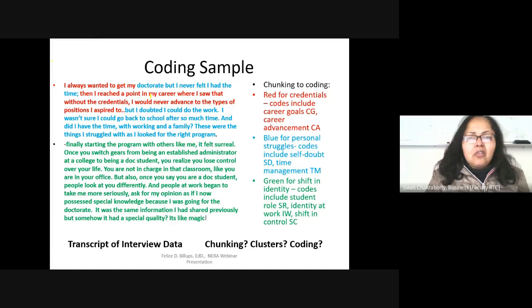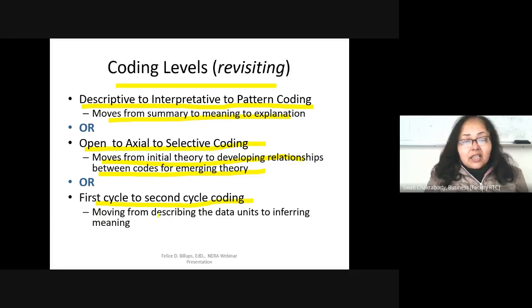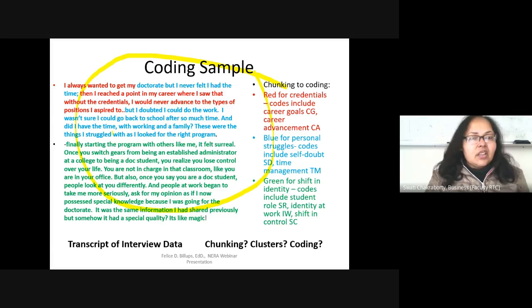So this is a sample of coding that we have, based on the transcript of interview data. Coding levels, as we were just talking about, go from descriptive to interpretative to pattern coding, that is moving from summary to meaning to explanation. Then open to axial to selective coding, that is moving from initial theory to developing relationships between codes for emerging theory. Or the third type is moving from first cycle to second cycle, where we move from describing the data units to inferring the meaning. If you see this, what does it say?